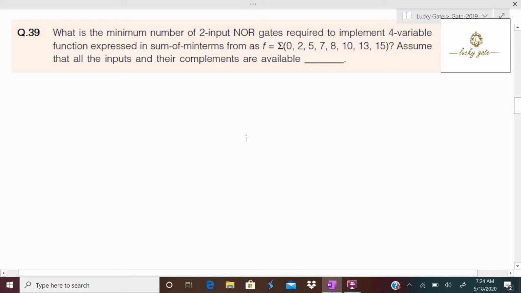What is the minimum number of two input NOR gates required to implement a four variable function expressed in sum of minterms form? Sum of minterms form we call SOP form, which means sum of products form. Assume that all inputs and their complements are available. So we are assuming inputs and complements are available. This is required because complements are already available, so we should not use a NOT gate to get the complements.